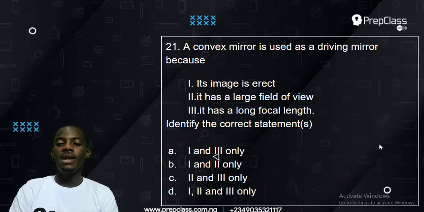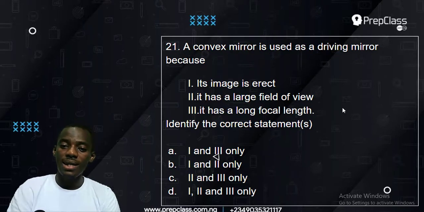A, its image is erect. B, it has a large field of view. C, it has a long focal length. Now identify the correct statement. A, 1 and 2 and 1 and 3. B, 1 and 2. C, 2 and 3, and D, 1, 2 and 3. Now, do you have any idea which one might be right for images of a convex mirror? Any idea? So let's take a look at it now.